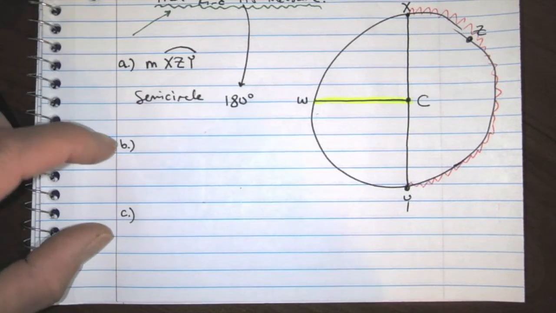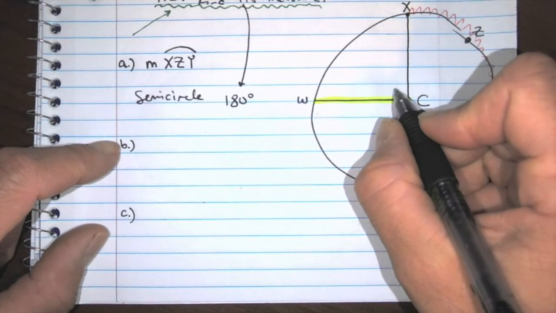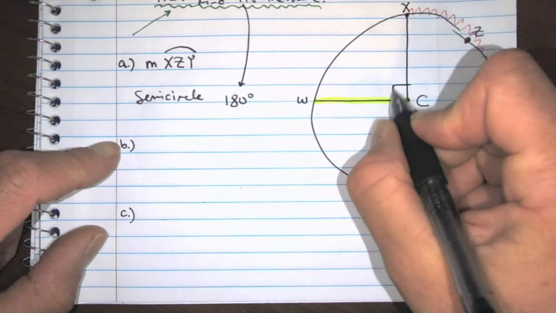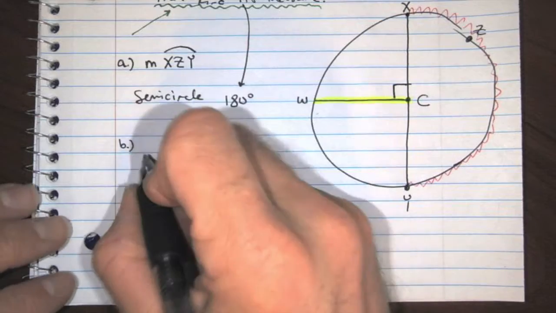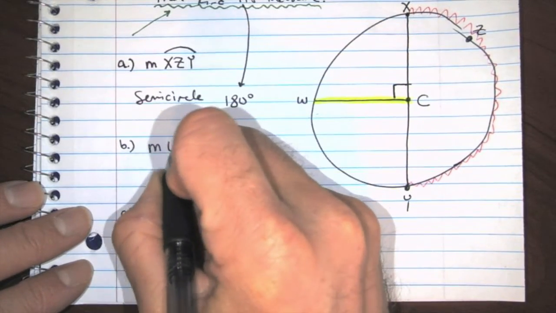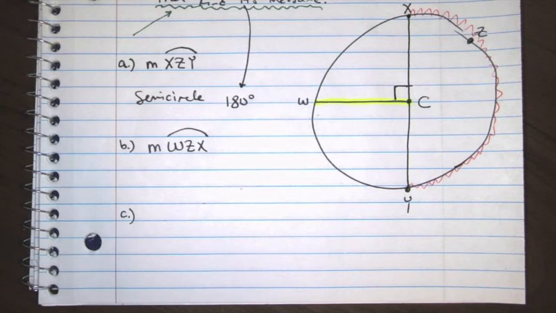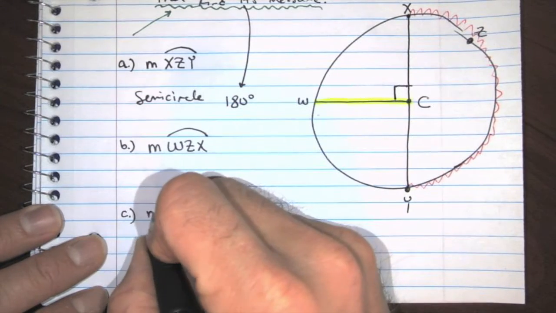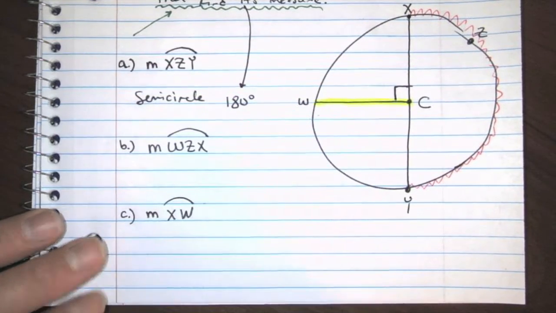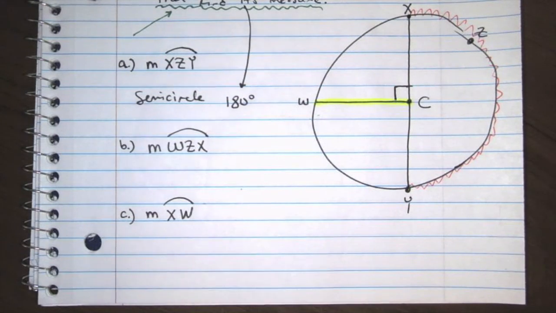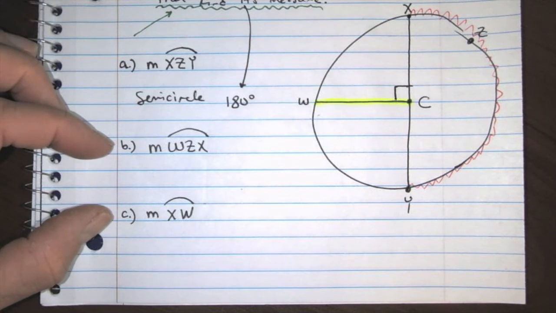All right, try these next two. Actually, before I do, I'm going to make sure I give you one very important part of this problem. Put a right angle right there, please. Alright, let me write these down and you're pausing it. I'd like you to find the measure of WZX, and I'd like you to find the measure of arc XW. Get ready? Pause this video.